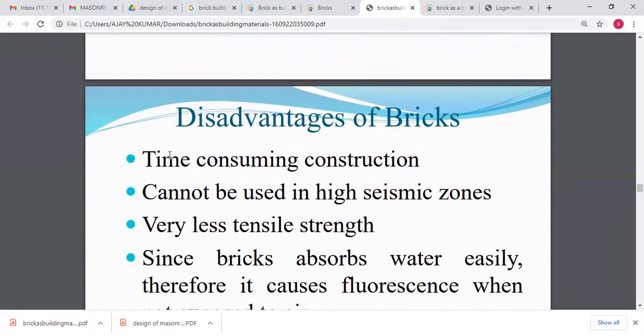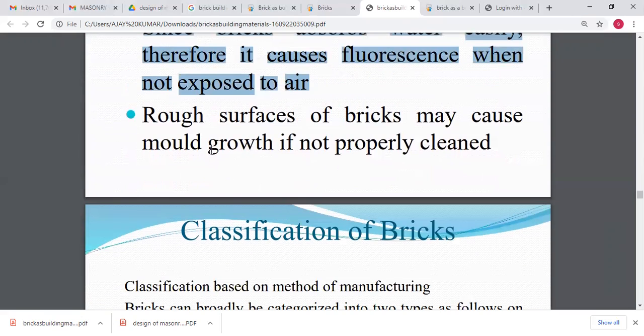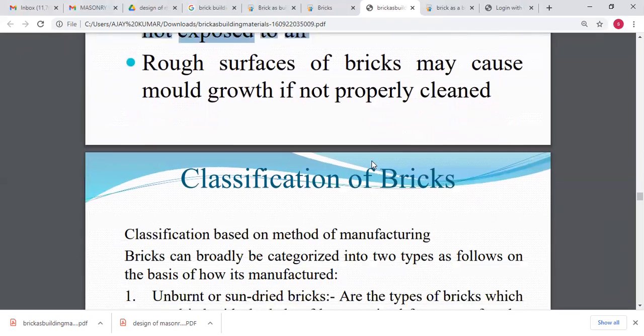Next one, disadvantages of bricks. Construction is time consuming, and bricks cannot be used in high seismic zones. As seismic zones are most vulnerable to attack, in such cases we need to go for RCC. With bricks, we cannot construct high-rise buildings, and brick has very low tensile strength and high compressive strength. So whenever the tensile forces are high, bricks are not predominantly used. Since brick absorbs water easily, efflorescence can appear when exposed to air. The rough surface of brick also causes growth if not properly cleaned.